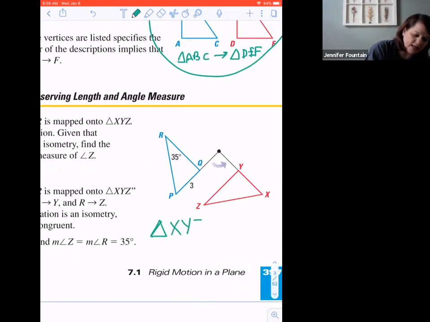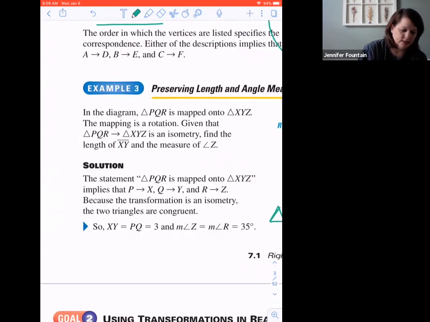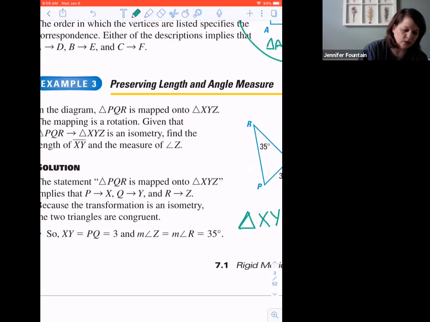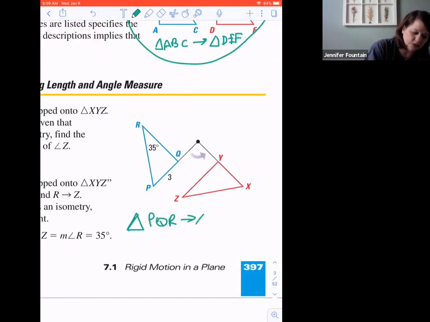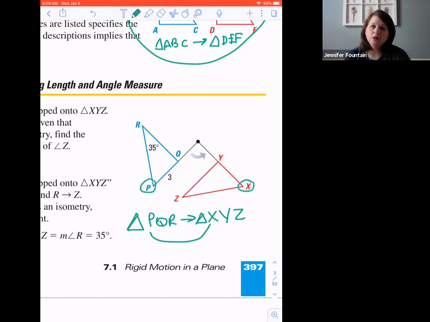Okay, so I'm going to go ahead and underneath it write triangle XYZ. Oh, let's see, PQR, I did that backwards. Triangle PQR is mapped onto triangle XYZ. Okay, so looking at that order, I know which points correspond with which points. So I can see that P and X correspond. So I can see that these two are the same points, just in different locations. I can see that Q corresponds with Y.